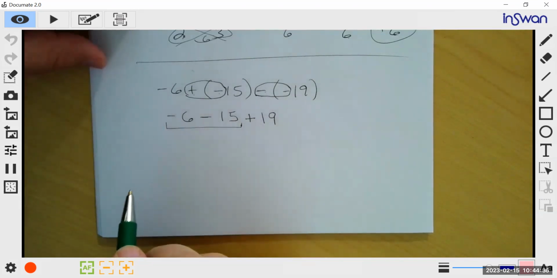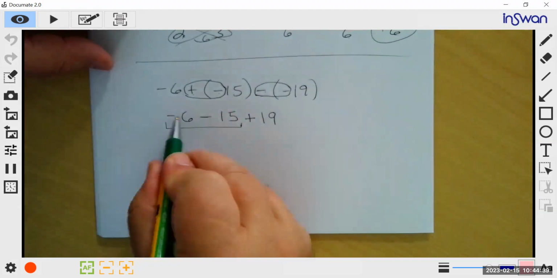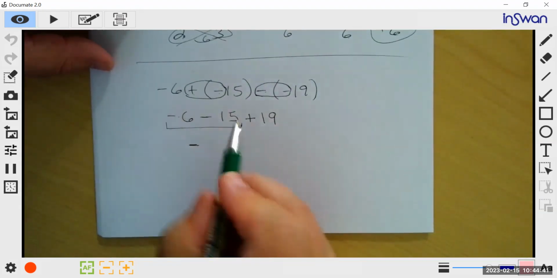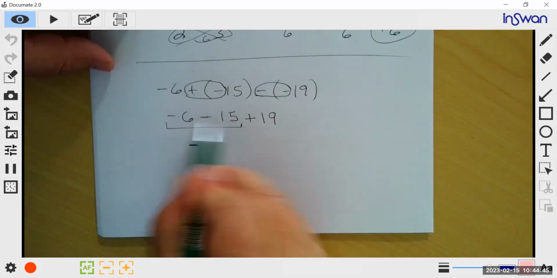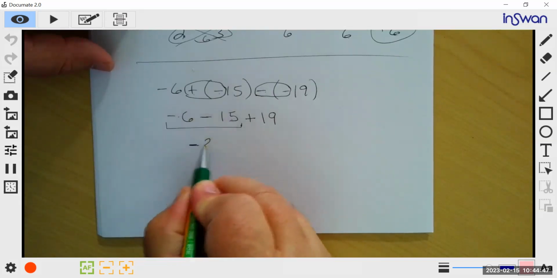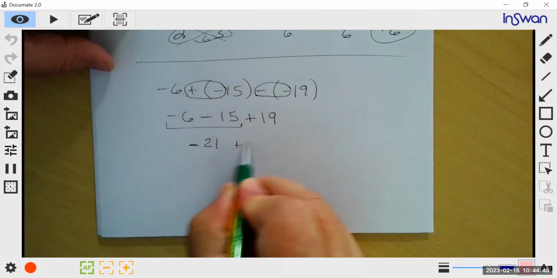Is the answer going to be negative or positive? If they're both negative, the answer is negative. What do you do with the numbers? Add or subtract them? Add them. 15 plus 6, 21. Plus 19.